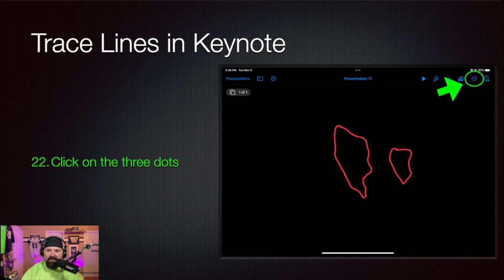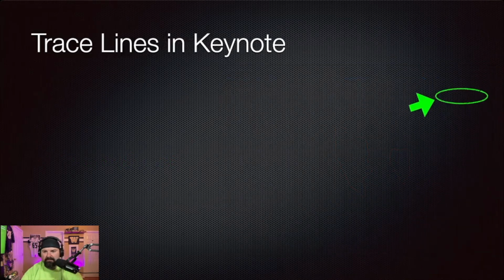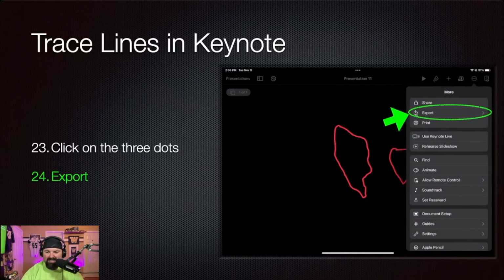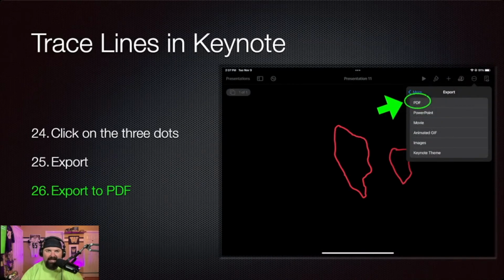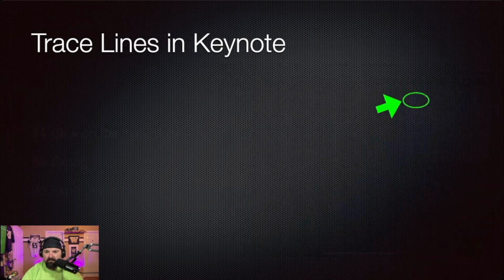Then we're going to click on the 3 dots in the upper right-hand corner. Go down to where it says export. We want to export this to a PDF. Now, that might seem weird to you, but the software that we use for the laser cutter actually uses PDF, so it actually makes it a lot easier for me to cut it for you.